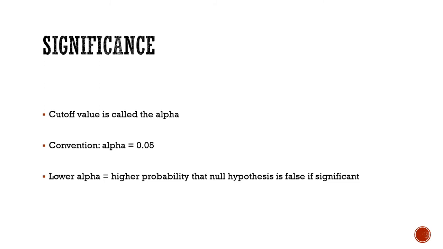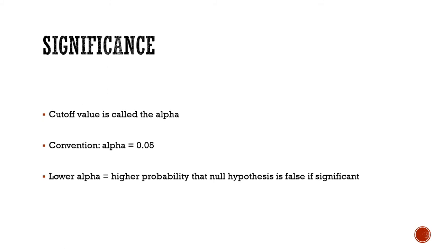So you can pick a lower alpha, and that will give you a higher probability that your null hypothesis is actually false if it's significant, and you're not just having a chance finding because the data happen to be different from the null hypothesis because you happen to draw a small sample which happened to be extreme. In that case, there is no difference, but you do find one. And a lower alpha decreases the chance that this problem occurs.